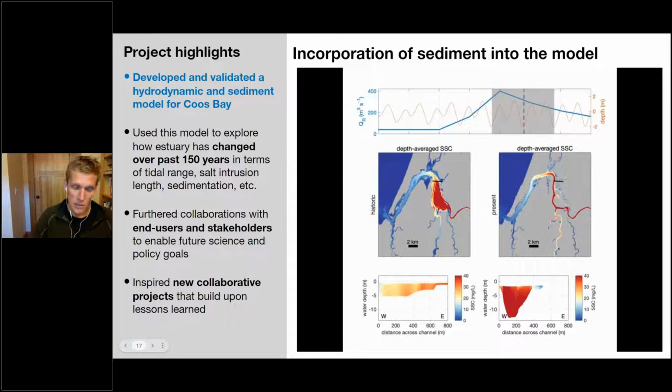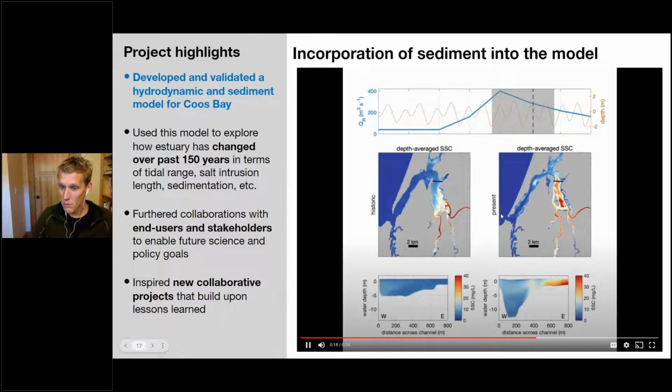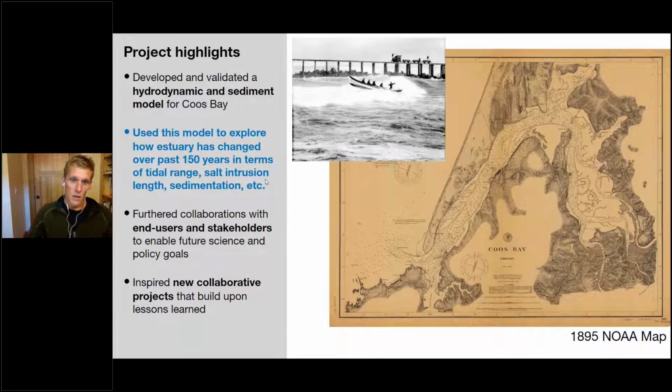And we're going to contrast that with what was happening in the past, and then maybe what will happen in the future. So to set the stage for why we're considering the past here, I think it's important to remember that Coos Bay didn't always look the way that it does. This is an 1895 map from NOAA that we got from some archives at the University of Oregon Library. And you can tell right away that the estuary actually looked fairly different, right?